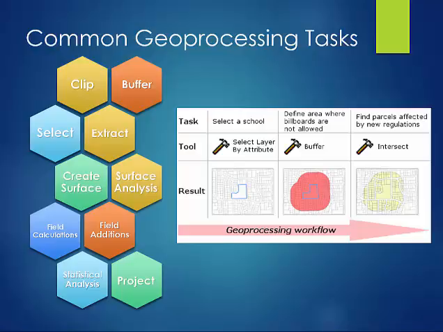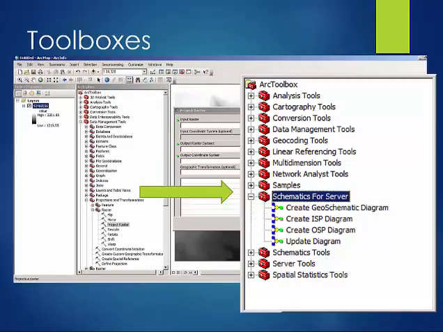There are literally hundreds of tools at your disposal, and you can even create your own using Model Builder or Python. Geoprocessing tools are organized into toolboxes based on their function. To execute a tool, you must first find it. There are 4 ways to find a tool.